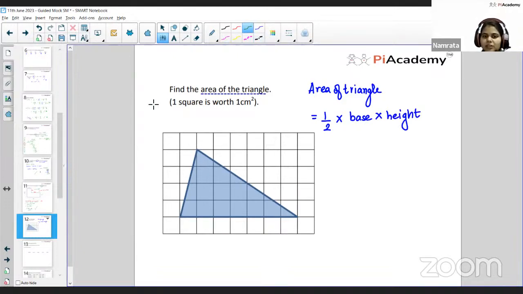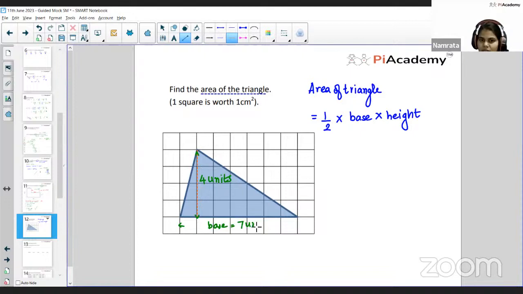So here, if we consider this as the height, so this one is basically how much? 4 units. And since this is the height considered, we'll have this as the base, which is equal to, I believe, 7 units. Yeah. And here it has been stated that 1 square is 1 centimeter square. So what we can do here is write down 4 centimeters and 7 centimeters. So this will give you your base.